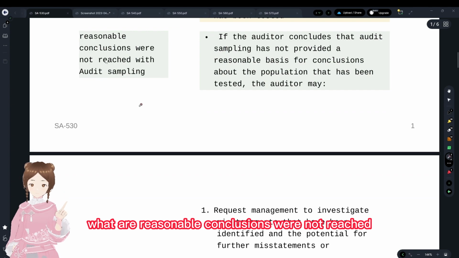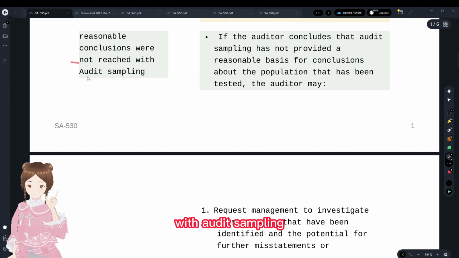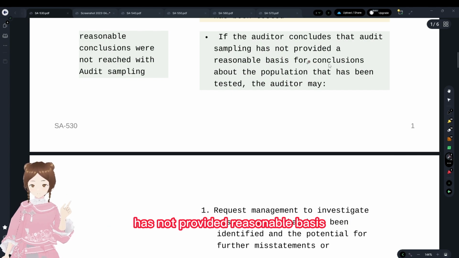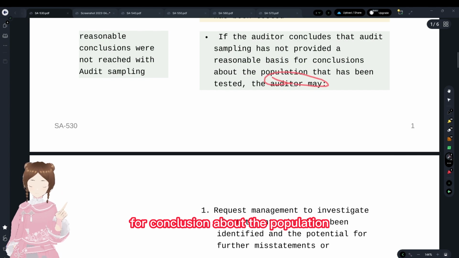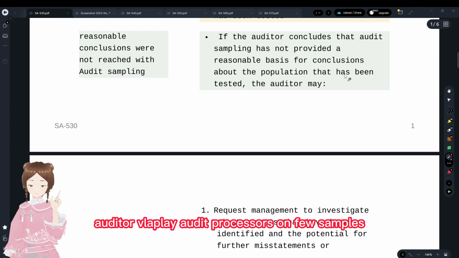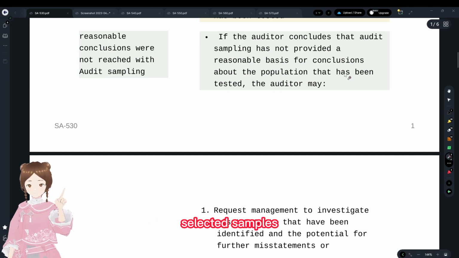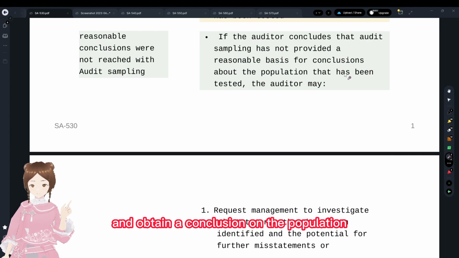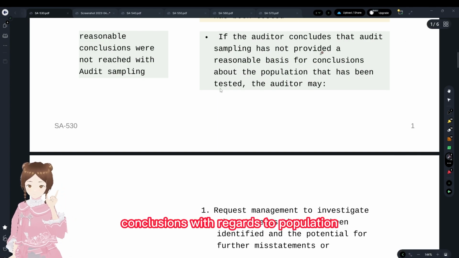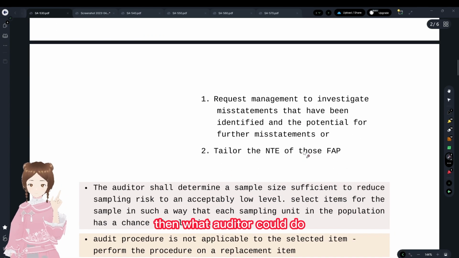What if reasonable conclusions were not reached with audit sampling? If the auditor concludes that audit sampling has not provided a reasonable basis for conclusion about the population, you see what we are saying: the auditor will apply audit procedures on a few selected samples and obtain a conclusion on the population. Now he is not getting reasonable conclusions with regards to the population. Then what could the auditor do?